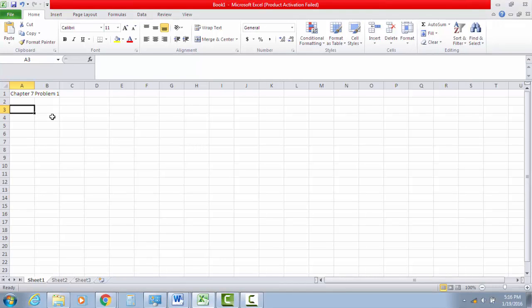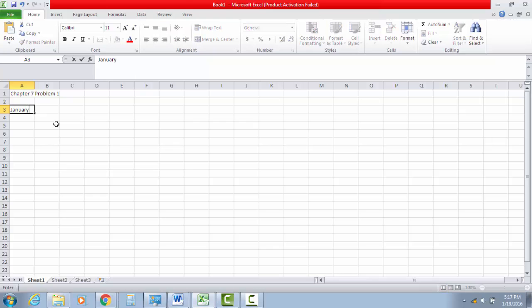Hi, so what we're going to do is take a look at Chapter 7, Problem 1, and we're going to go through 1 and 2 that's required for this. So the Midori Company merchandises a single product. The following data represents the inventory and the purchases of gloss during the past year.